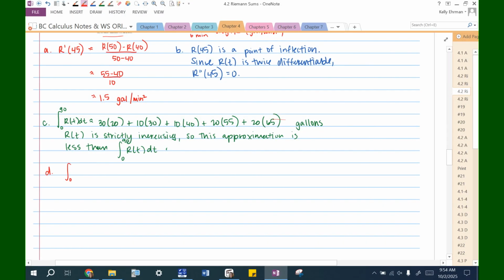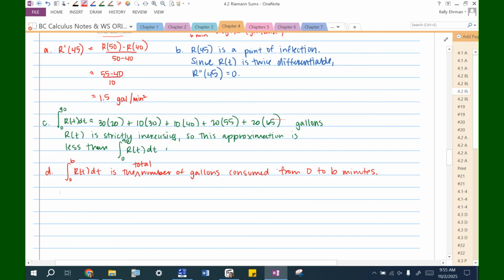The integral from 0 to b of R of t dt, remember this will give me gallons, so is the total number of gallons used. What is this? Consumed? Yeah, consumed. How about I just say from 0 to b minutes? You could say in the first b minutes, whatever.